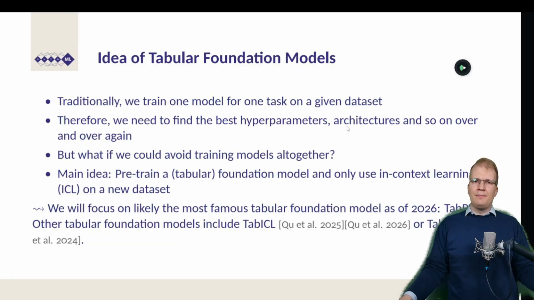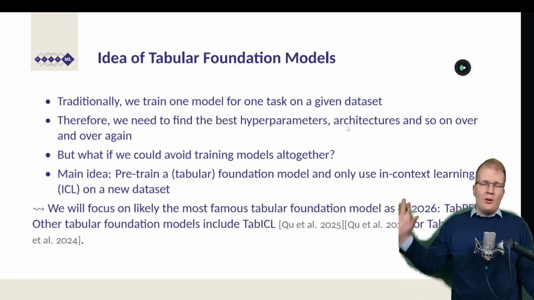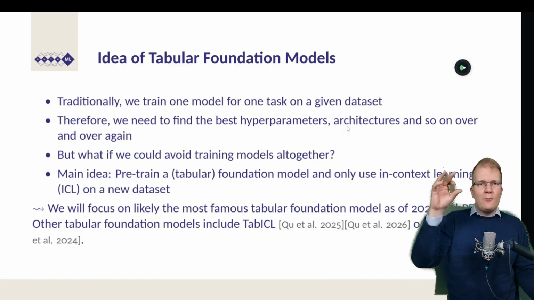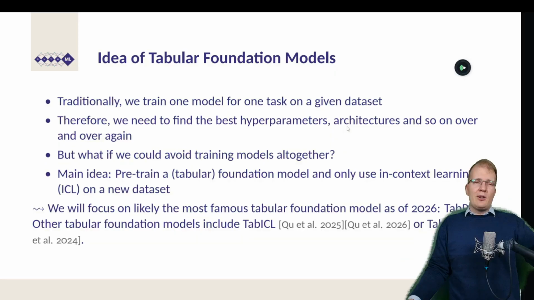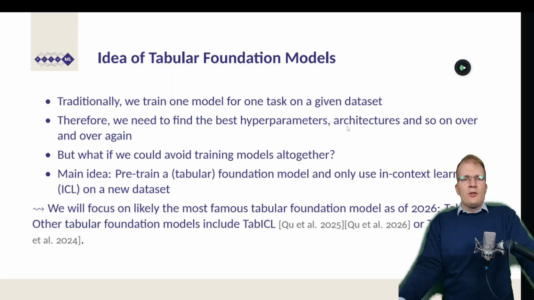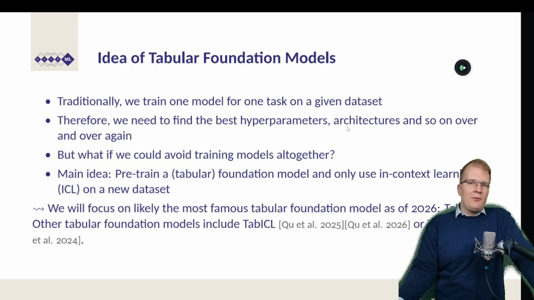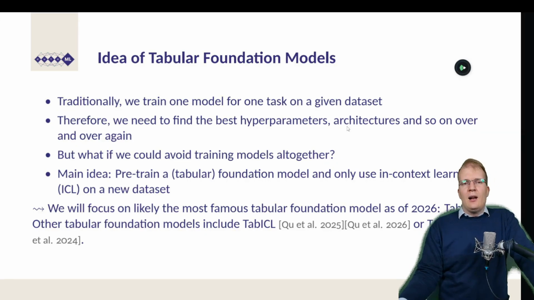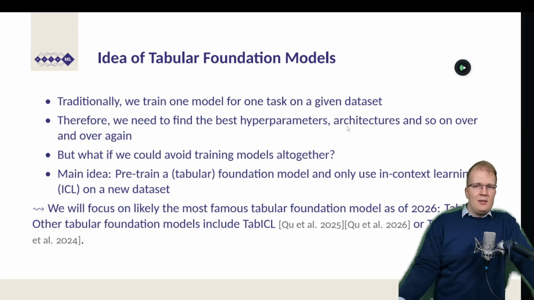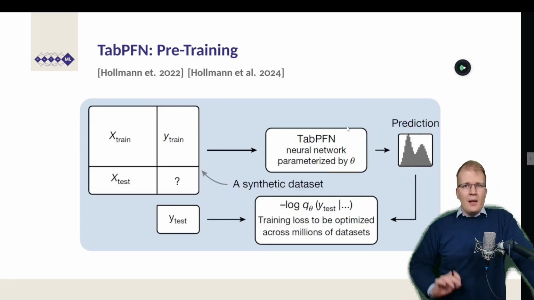We pre-train a tabular foundation model once, maybe very expensively, but then use it directly for in-context learning on a new dataset. We're directly feeding in all our training data and the test data for which we would like the predictions at once into our foundation model, and directly without training, we're getting our predictions. We focus in this video on TabPFN because I believe it's the most famous tabular foundation model as of beginning 2026. But nevertheless, there are other very well-performing, maybe even better performing, I don't know exactly, foundation models like TabICL or TabDPT. Let's directly jump into it.